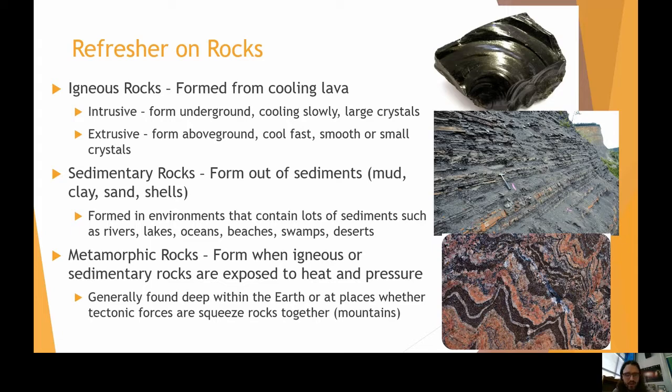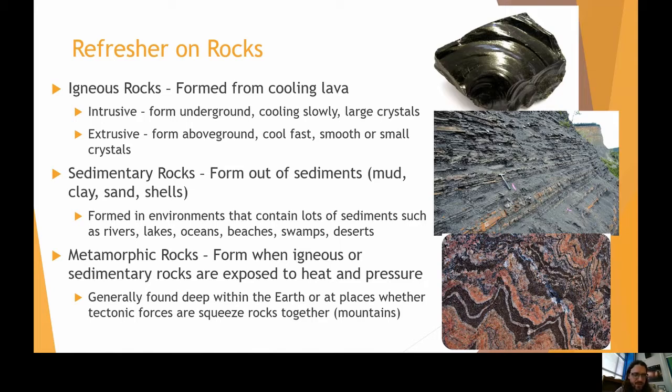Next, we have sedimentary rocks, which are formed from sediments such as mud and clay and sand and shells. Anything that's floating around in the water typically or being blown around by the air is sediment. When the sediment piles up on top of each other year after year, it will eventually form layers of rock. These are typically formed in environments that contain lots of sediments, so think water: rivers, lakes, oceans, beaches, swamps, deserts. Sedimentary rocks, as you can see on the right, are usually layered rocks. We know that the oldest layers are typically on the bottom and the youngest layers are on the top.